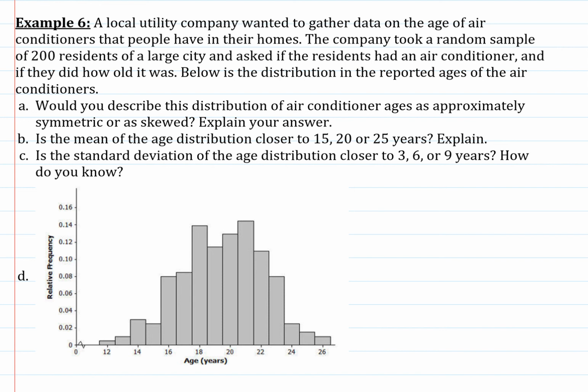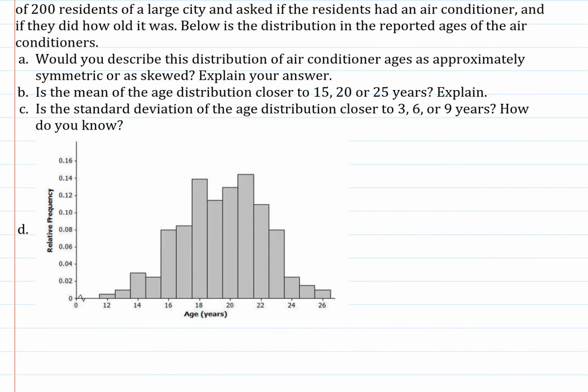Would you describe this as approximately symmetric or skewed? Real life data is not often going to look perfect, although the more data you gather, the more closely we can resemble this shape. Since you can fit a bell-shaped curve on top of it, and it's about symmetric, we'll say it's approximately normally distributed, right? It's approximately symmetric. It's not perfectly symmetric, but more or less.